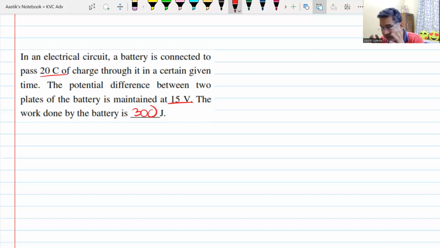Work done by the battery is Q into V, the charge which has flown through the battery multiplied by V. That is how we also define the EMF of the battery: work done in moving a positive charge from the negative terminal to the positive terminal. You cannot lose those simple things, beta. Those are the essence of your knowledge. It is the cardinal sin to forget the basic definition of work done by the battery.